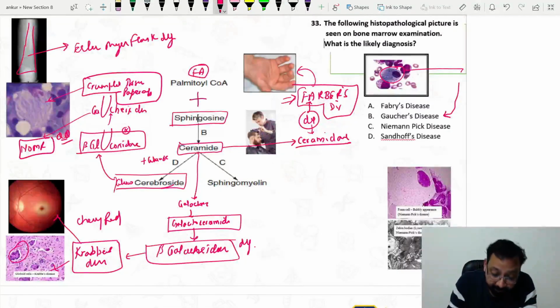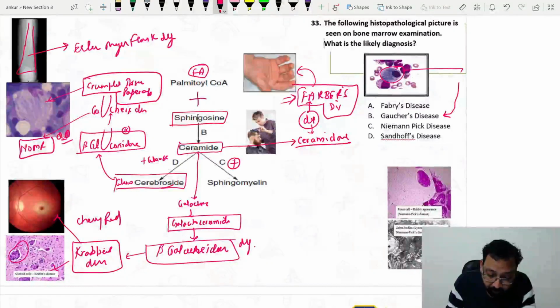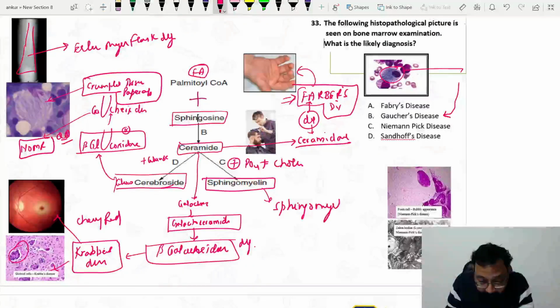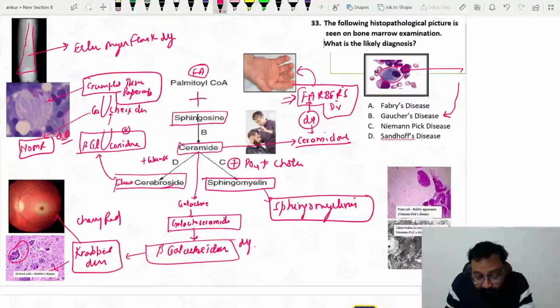Ceramide binds with phosphate plus choline to form sphingomyelin. This sphingomyelin is normally metabolized by sphingomyelinase. If sphingomyelinase is deficient, then it is Niemann-Pick disease. And in Niemann-Pick disease, there is a bubbly appearance, foamy appearance.